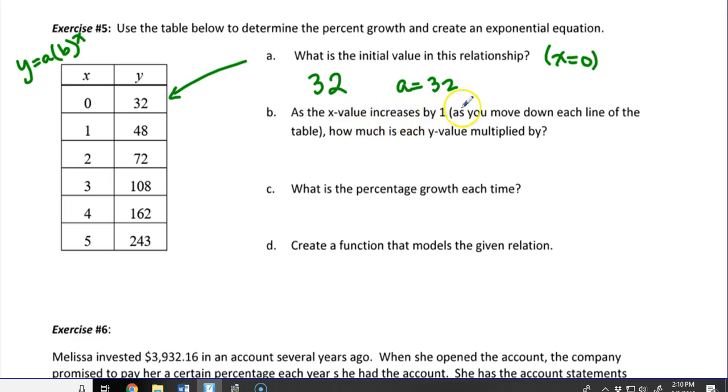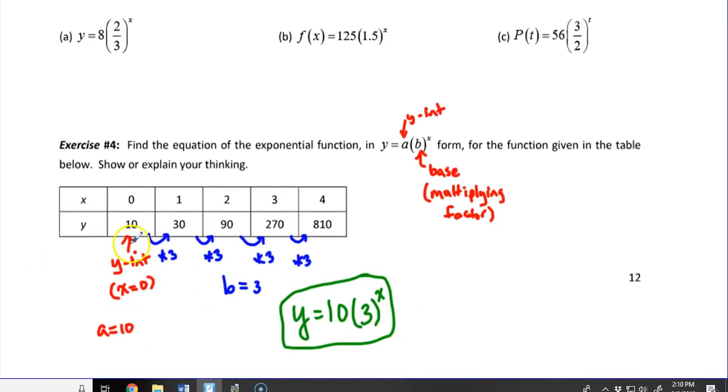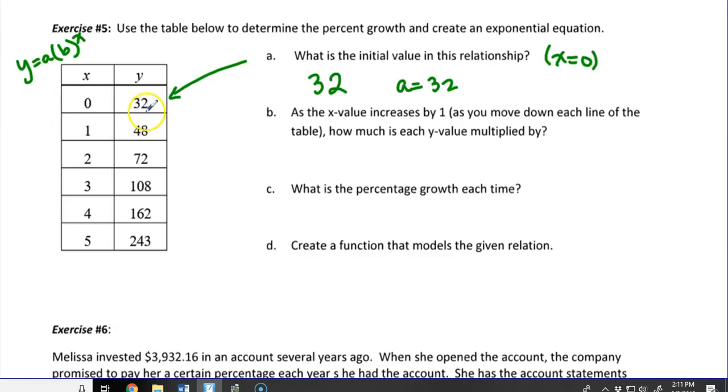So as the x's increase by 1, what's the y value multiplied by? Not obvious. So here's how we figure it out. We do 48 divided by 32. Let's back up and show how that works. If I do 30 divided by 10, I get 3. 90 divided by 30, I get 3, and so on. So if I can't find what the multiplier is by inspection, I do 48 divided by 32.